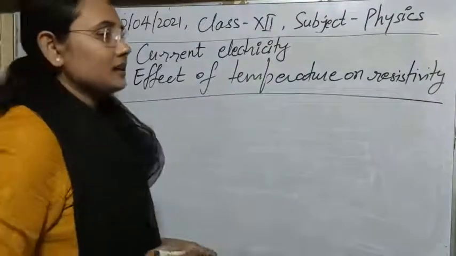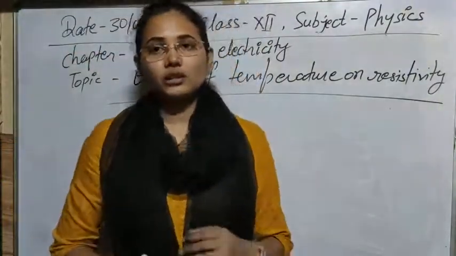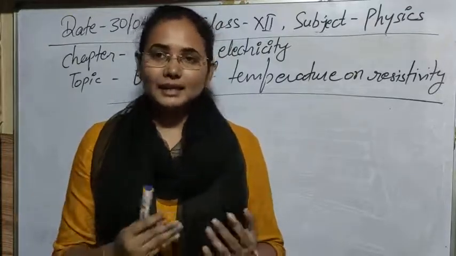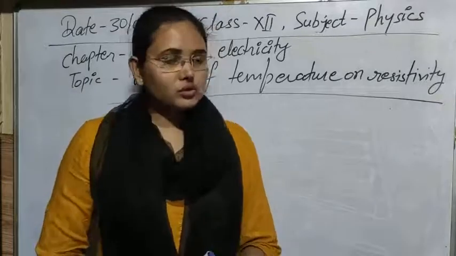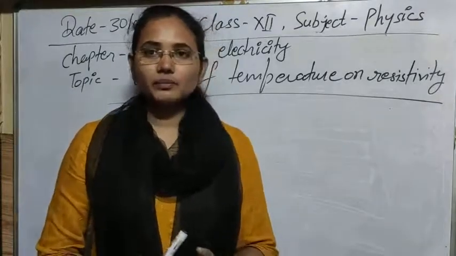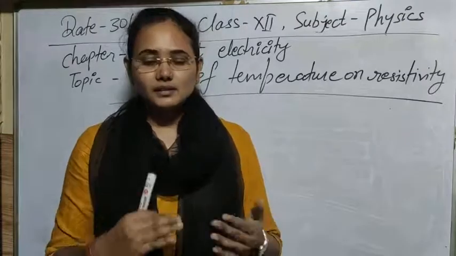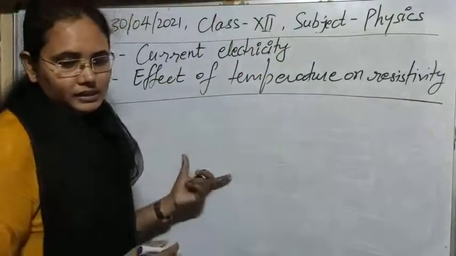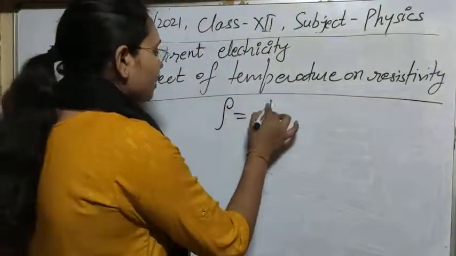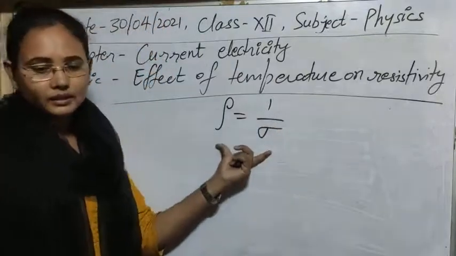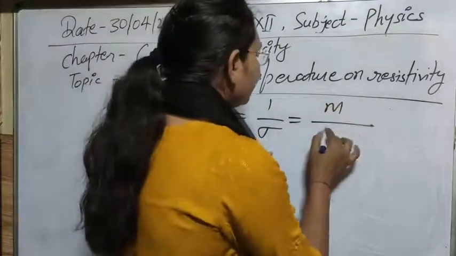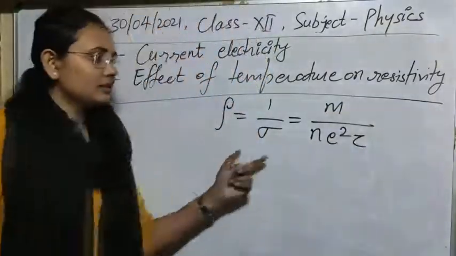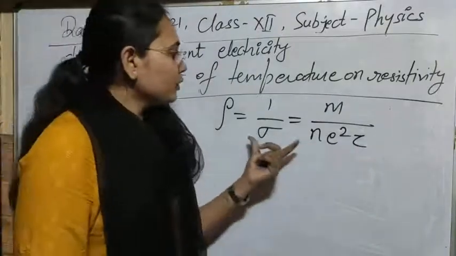We have already discussed the effect of temperature on resistance, and there we have seen that the resistance of any conductor increases with temperature. Here also, for resistivity, we will do the same kind of thing, because resistivity depends on different factors. As you know, resistivity is the reciprocal of conductivity, and we can write the formula for this: rho = m upon n e square tau. This we have derived before already, so we can use this formula here.